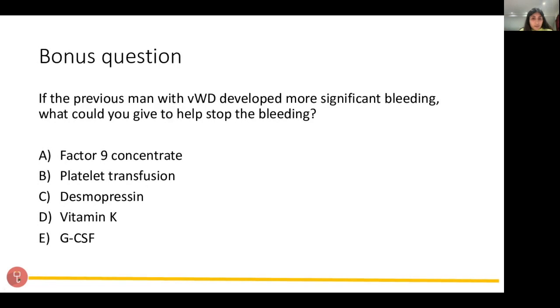And then some of you picked factor 9. So not really factor 9. Sometimes factor 8 concentrate can help, but we very rarely use it. We wouldn't give him platelets because there's not a problem with platelets in von Willebrand's disease. And then vitamin K is usually used for warfarin reversal of bleeding. Okay, and GCSF, like I mentioned earlier, is to stimulate the production of neutrophils if you've got someone with neutropenia.